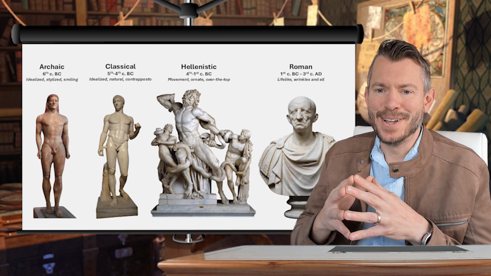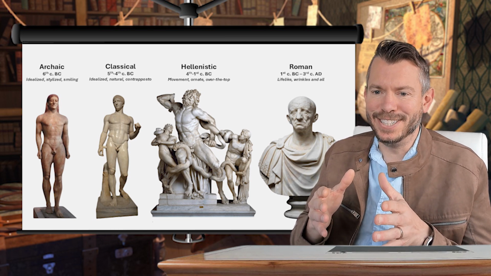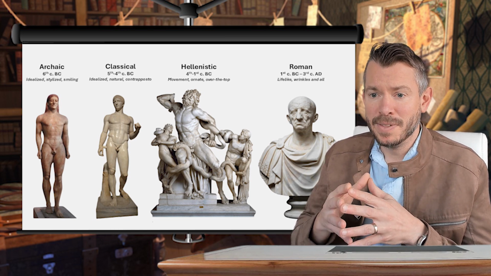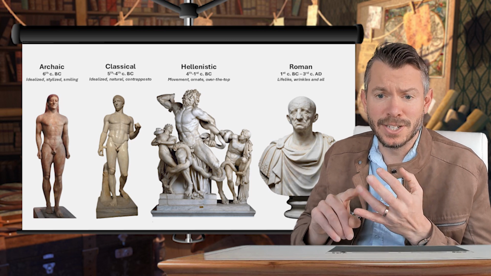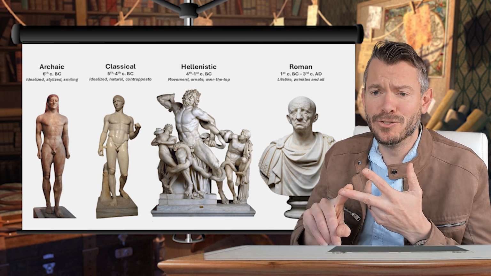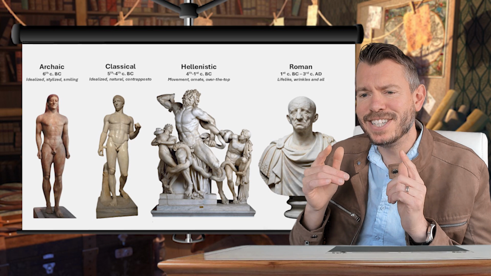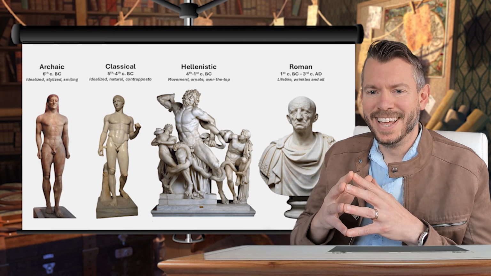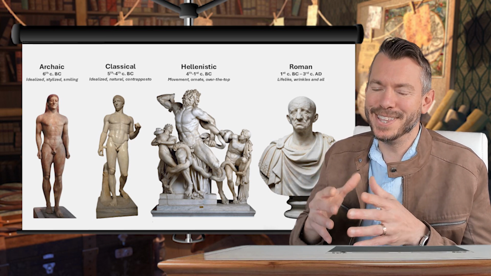And there you have it. With these tricks, you'll never again just see an old statue. You'll spot archaic stiffness, classical grace, Hellenistic drama, and Roman power, like a seasoned archaeologist. Now go forth and date some sculptures like a boss.